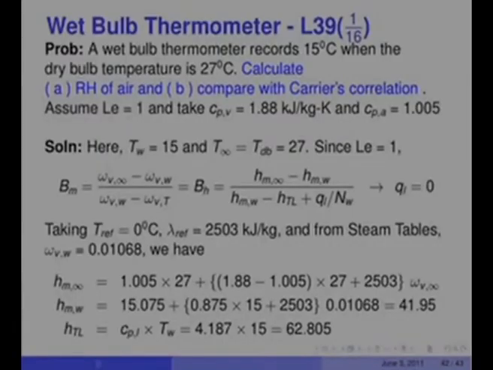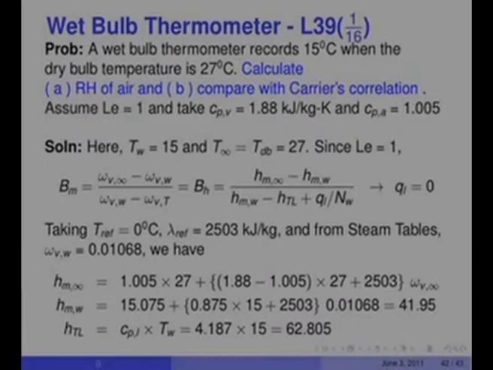If we calculate now the mixture enthalpy in the infinity state, it will be 1.005 into 27 plus 1.88 into 27 plus 2503 into omega V infinity. H M W will be likewise 1.005 into 15 plus 1.88 into 15 plus 2503 into omega V w, which is 0.01068, and that will give you 41.95. Here we did not know omega V infinity, and therefore, it is left as it is.